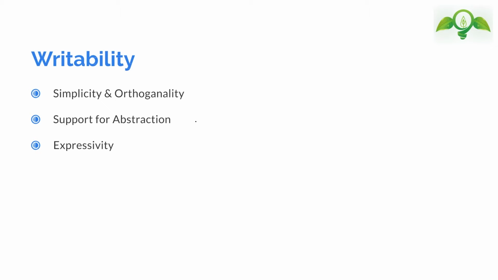It is a characteristic of language to define and use complicated operations in such a way that the implementation details can be ignored. Basically, the abstraction means we can ignore some part of the program. It is simple. And next one is expressivity.